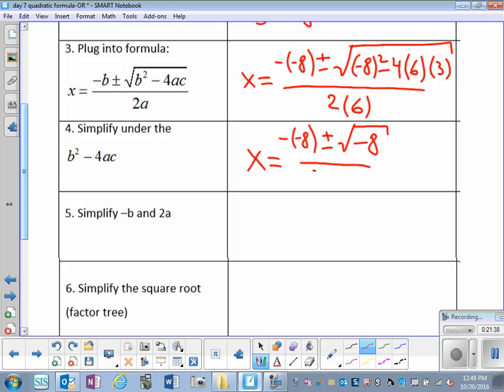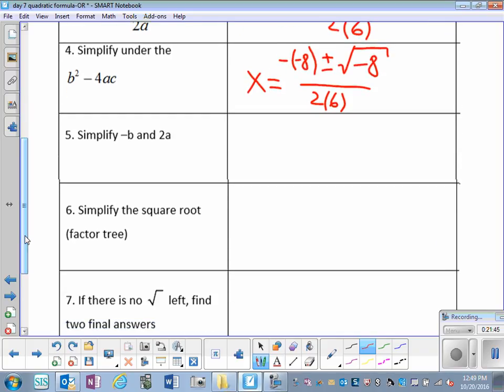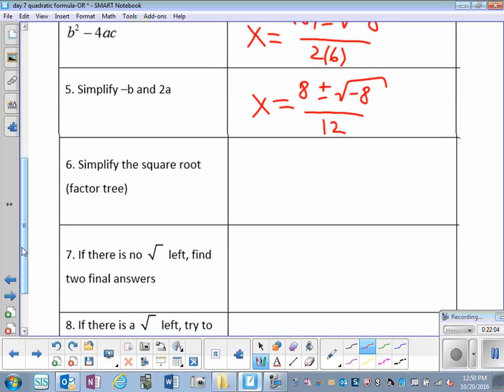And now 2 times 6. Okay, we simplified what's under the root. Now we simplify everything else. So x equals minus negative 8, which is positive 8, plus minus square root of negative 8, right? And then divided by 2 times 6, which is 12, right? Okay. Simplify the square root, baby steps.